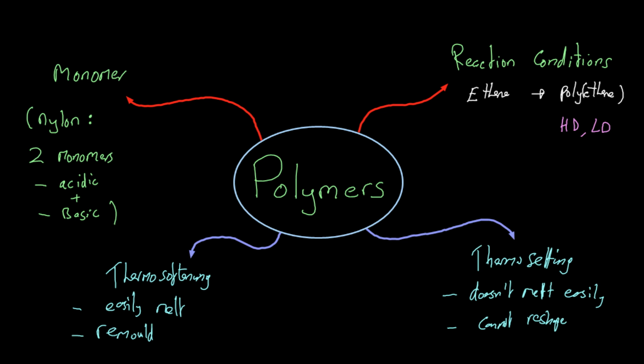Going back to our flow diagram, thermosoftening and thermosetting polymers are useful for a variety of different things. What also gives a polymer its characteristics is the monomer you are using and the reaction conditions in which you produce that polymer. And so I'm going to stop here. That has been an overview of polymers, and I've given examples as well.